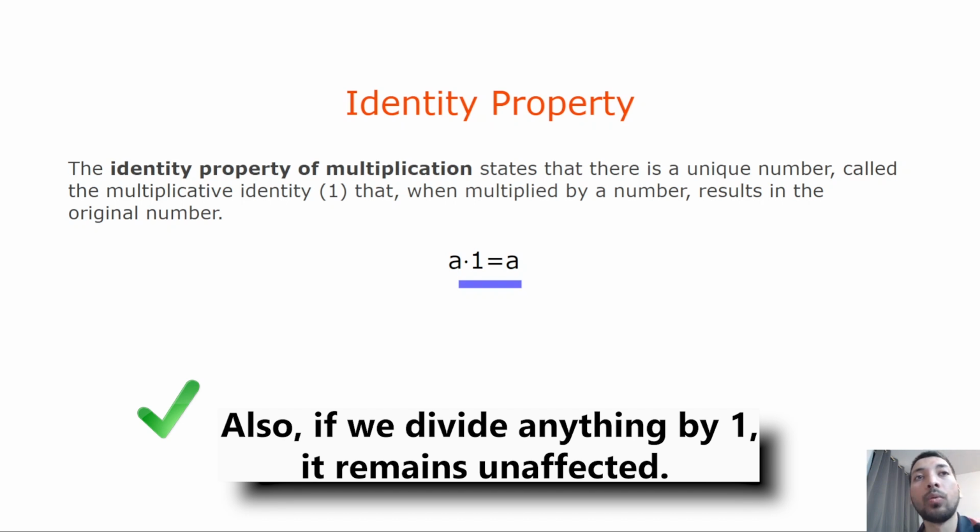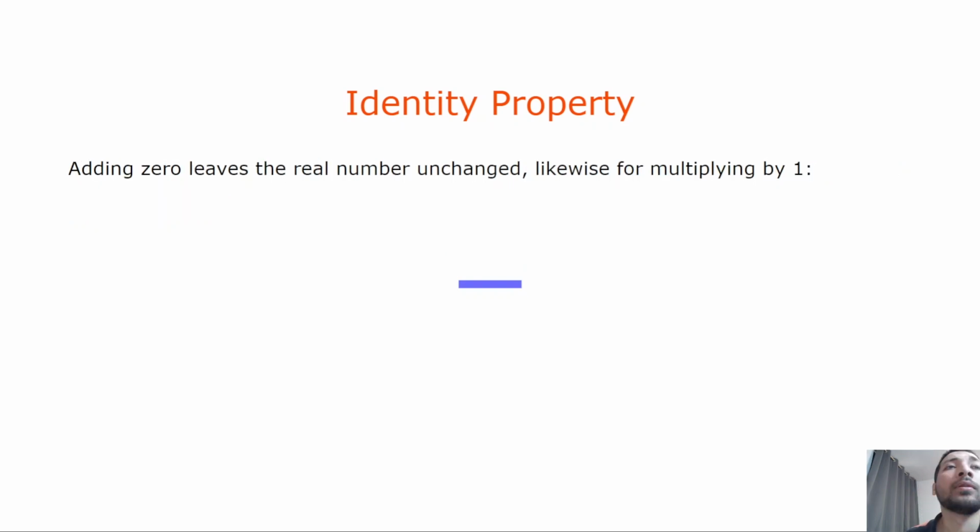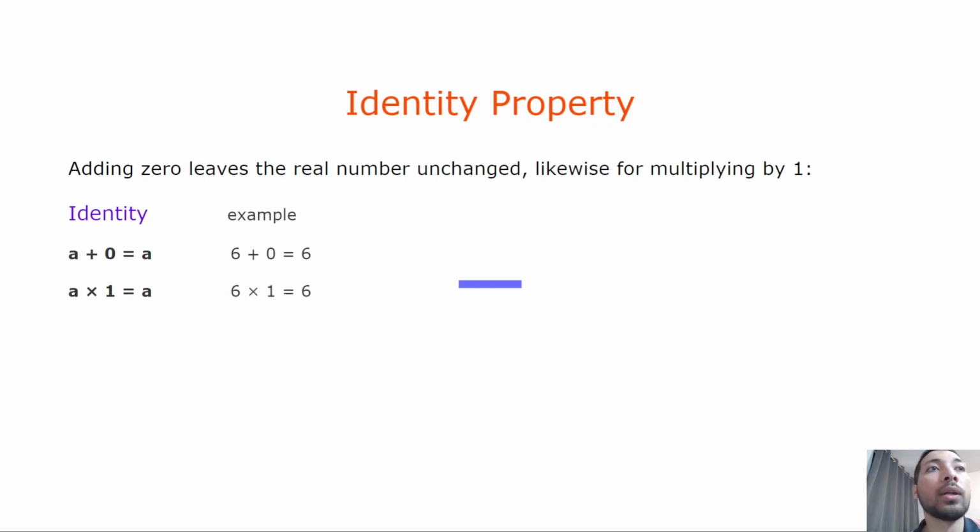So a times 1 is equal to a. So to conclude, adding 0 leaves the real number unchanged. Likewise for multiplying by 1. So if you add 0 with any number, we get that number. And if you multiply 1 with any number, we get that number. This is the identity property.